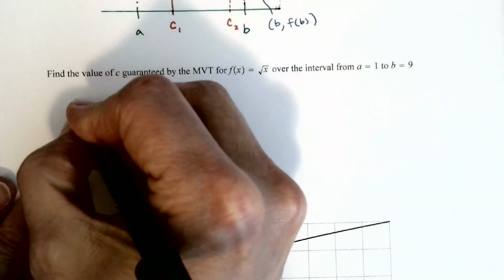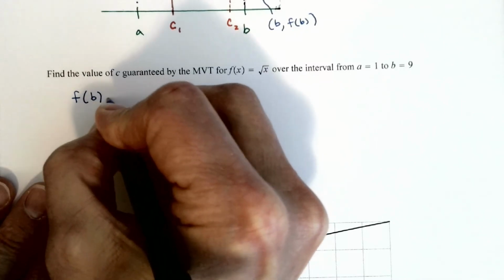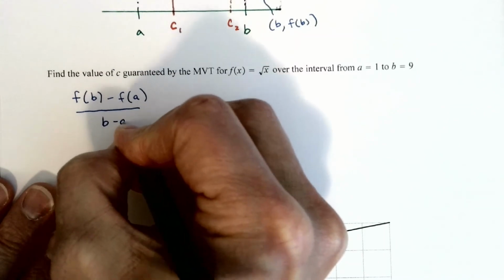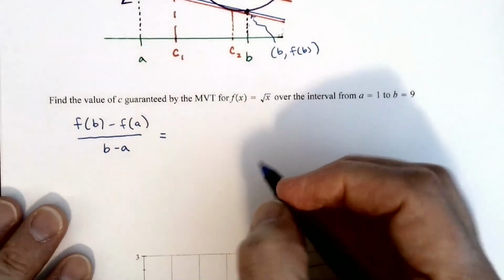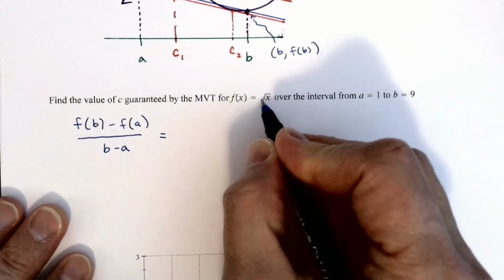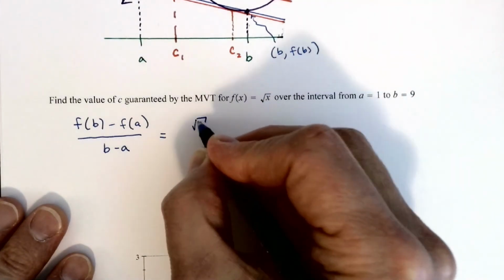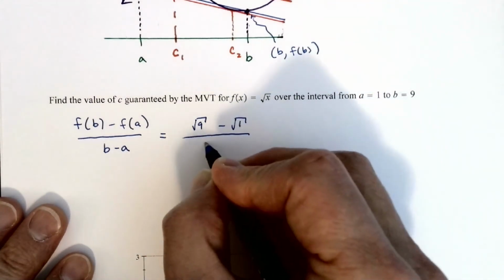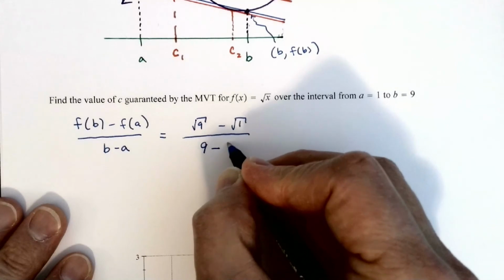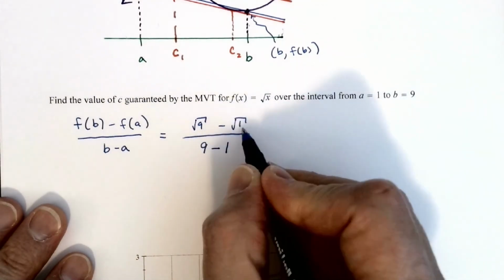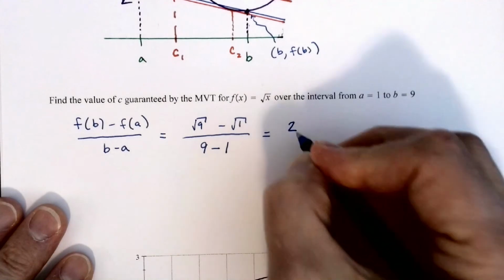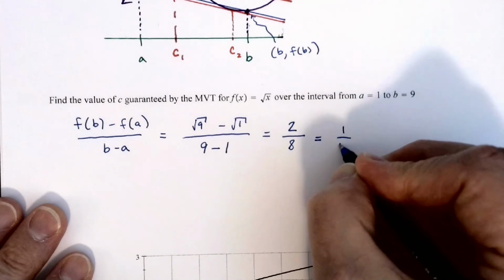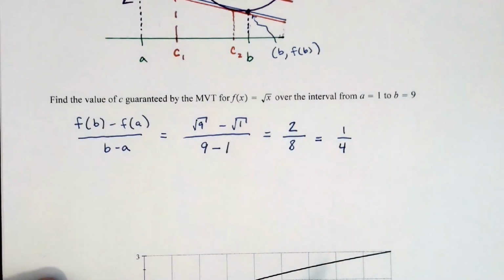And so first let's look at the average rate of change of the function on the interval from a to b. Right. So f of b, what's f of b? b is 9. F of 9 is the square root of 9. F of a is the square root of 1 over b, which is 9, minus a, which is 1. Well, the square root of 9 is 3. Square root of 1 is 1. 3 minus 1 is 2. 9 minus 1 is 8. And I get 1/4. Okay, 0.25.